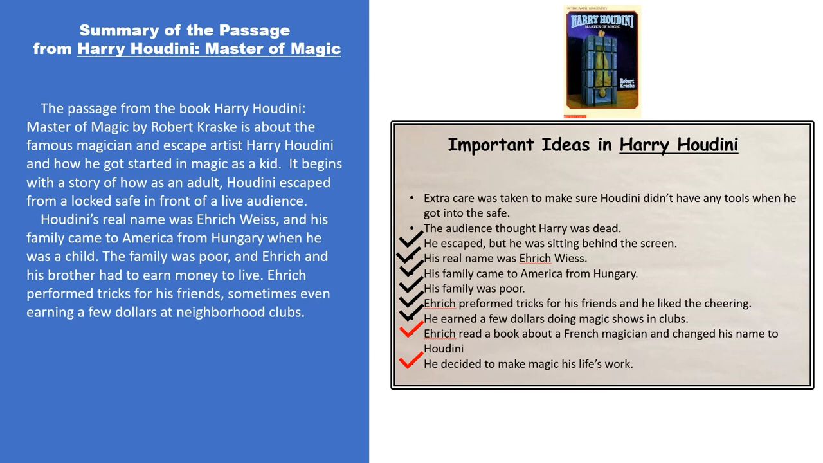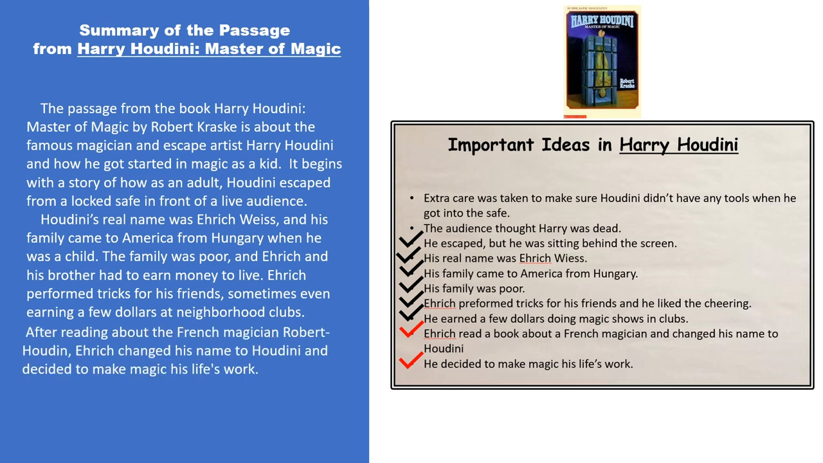I hope you had some good ideas. I have one I'm going to share. After reading about the French magician Robert Houdin, Enric changed his name to Houdini and decided to make magic his life's work. I think that is a great summary. I think that's a great end. It's interesting, his magic, his life's work. What do you think? Take a moment to read that sentence and see if it reflects how the reading that we did ended.